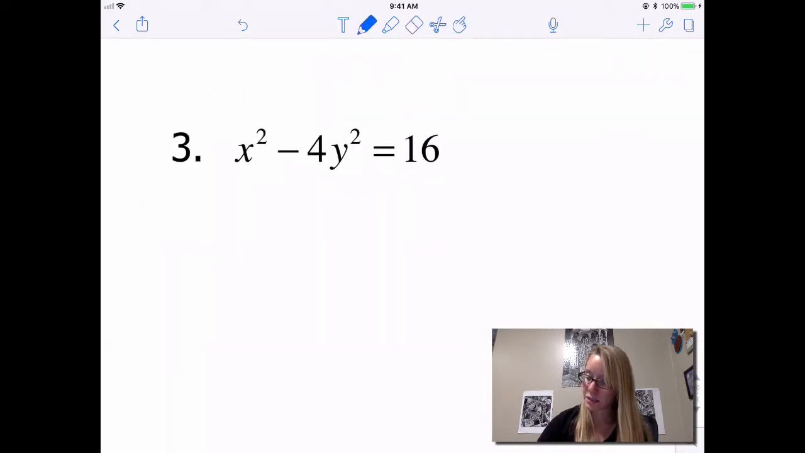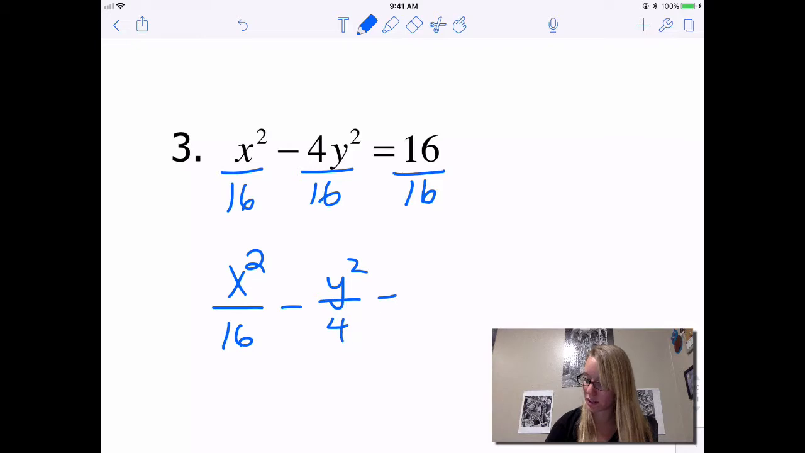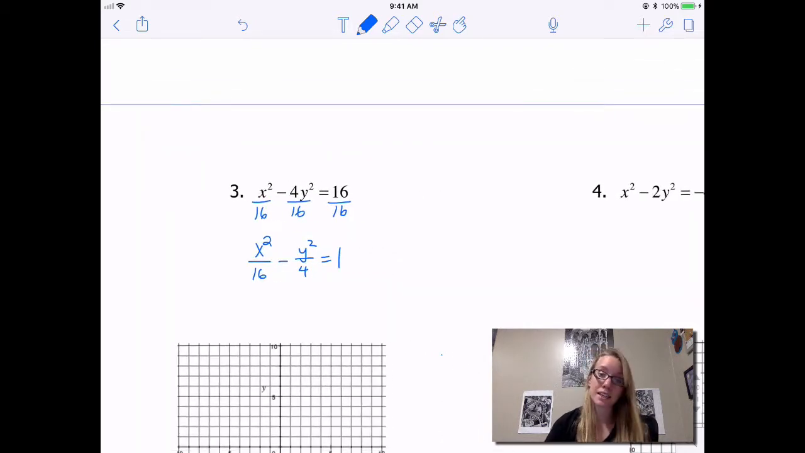So if I want that 16 to be a 1, what I've got to do is divide everything by 16. Simplify your fractions and you get x squared over 16 minus y squared over 4 is equal to 1. Okay, now I see that my x is first, so this is going to be opening horizontally.